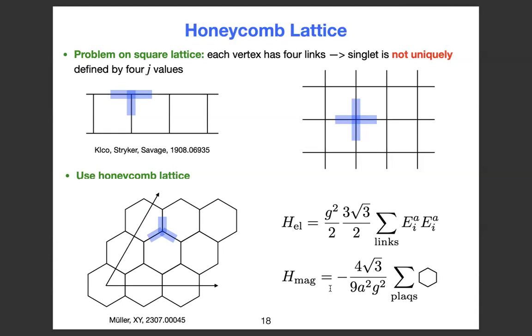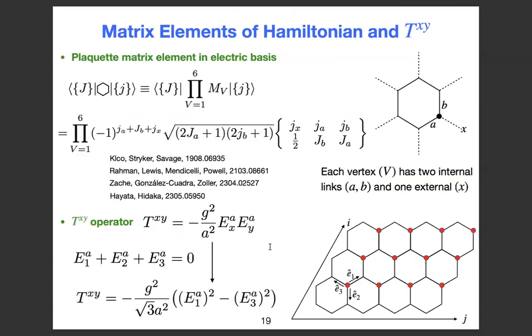And then one can similarly work out the Hamiltonian on the honeycomb lattice. And in the electric basis, one can also work out the expression of the magnetic term. It is a generalization of the earlier work where people worked out this term for square lattices. And the expression involves the Wigner 6j symbols. And basically, the expression is a product over all vertices of a honeycomb lattice.